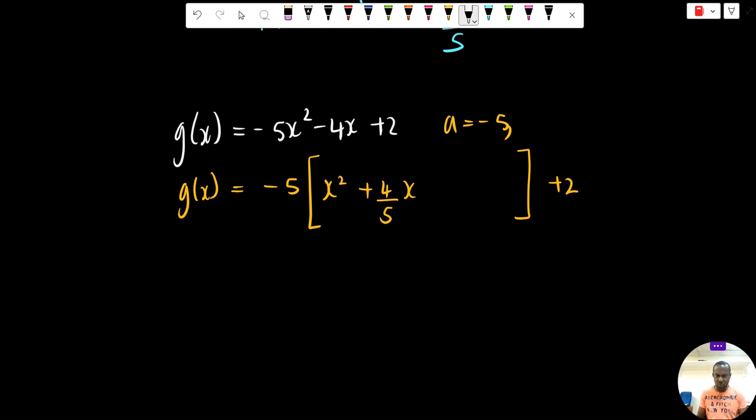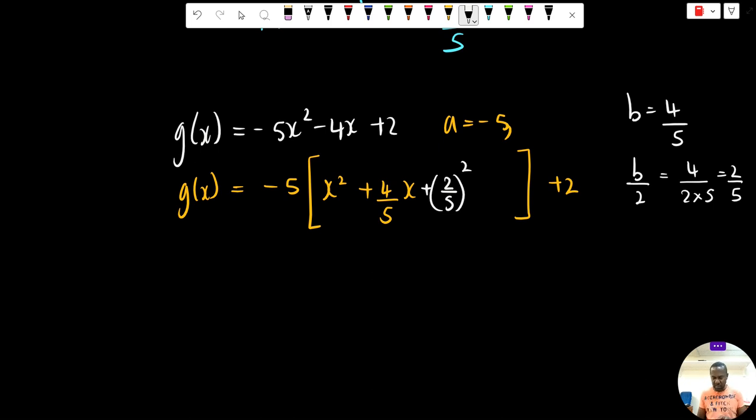And of course, this is our x term where b is equal to 4 over 5. Now, whenever we're required to complete the square, it involves adding a half of b squared. So if b is equal to 4 over 5, then b over 2 is equal to 4 over 2 times 5, which of course gives us 2 over 5. And of course, we'll add that squared. So we say plus 2 over 5 squared.